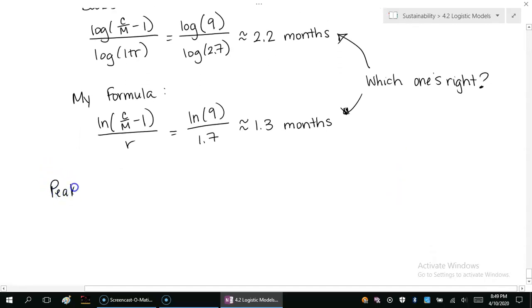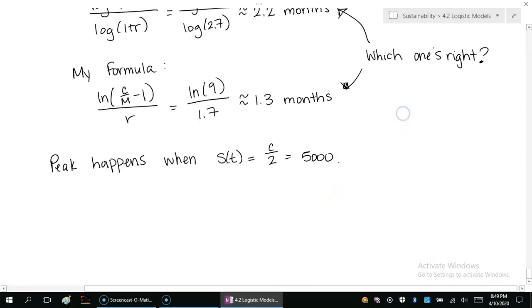Well, we know the peak happens when the stock level, or the number of infected people, is half of the carrying capacity. So when S of t is c over 2, the carrying capacity for this example is the total population, which is 10,000. So when I divide by 2, I get 5,000. And I want to know what t value makes that happen. So let's go back to our model.